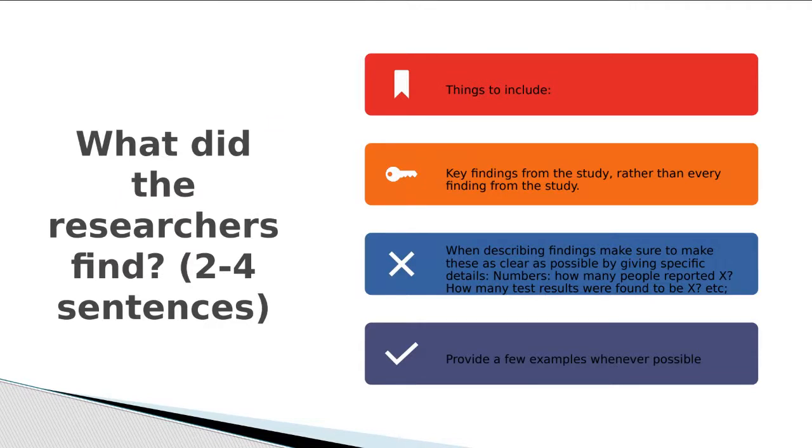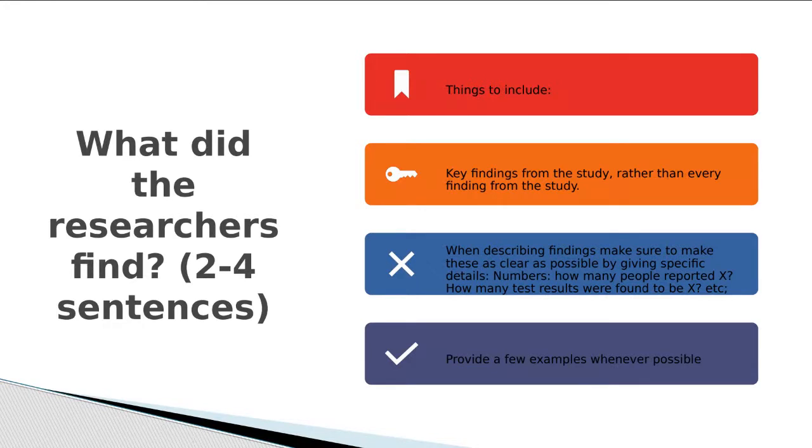So the last part is, what did the research find? What were the results? Key findings of the study, rather than every finding of the study. You're going to see the results section is pages and pages, but what did they actually find? So when describing the findings, make this as clear as possible by giving specific details.